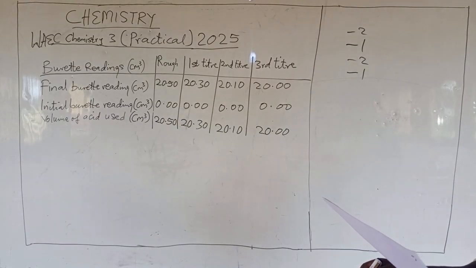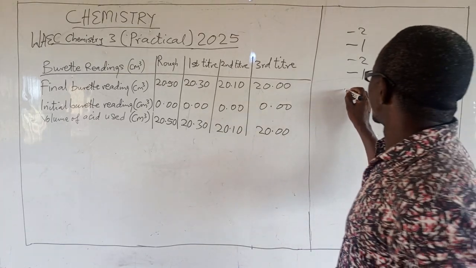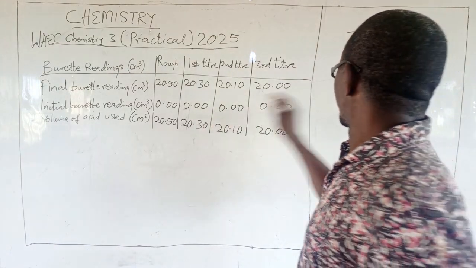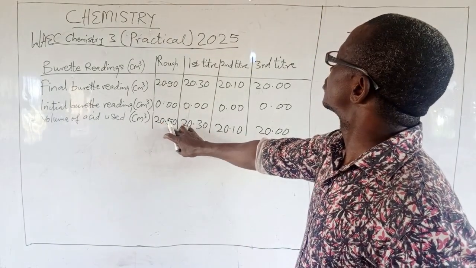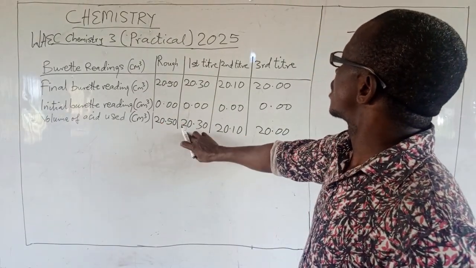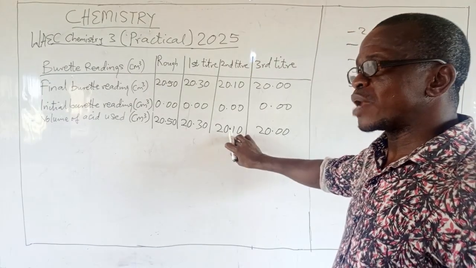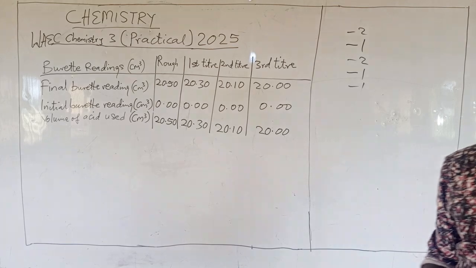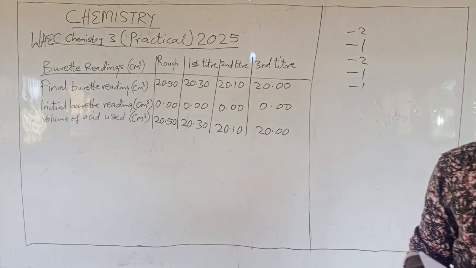So I said arithmetic error, -1 for each lab. They will take -1. If you do this place wrongly, they will take -1. Do another one wrongly, -1. That's all for that. So you can see how important it is.